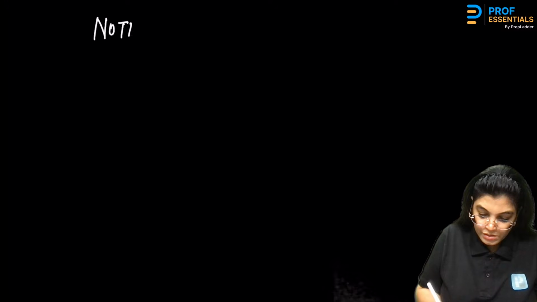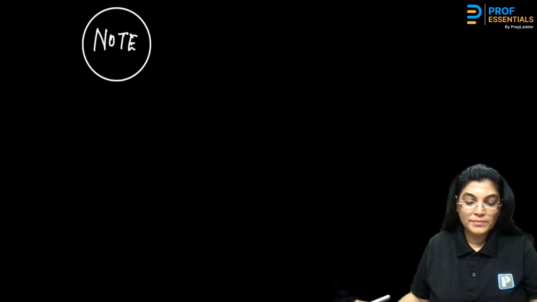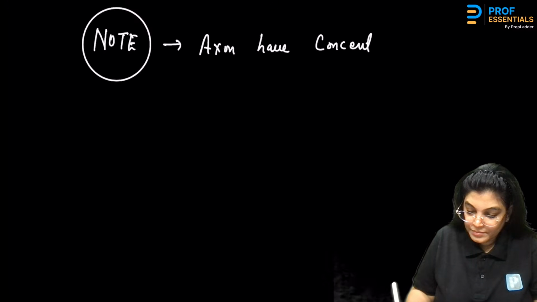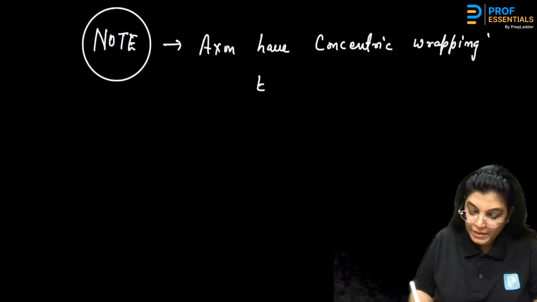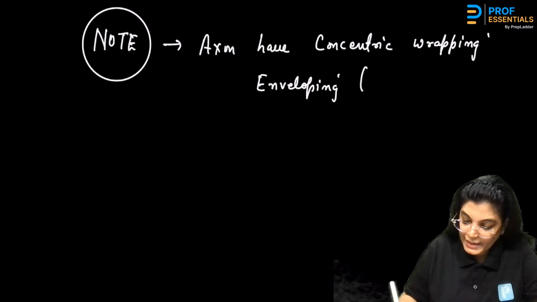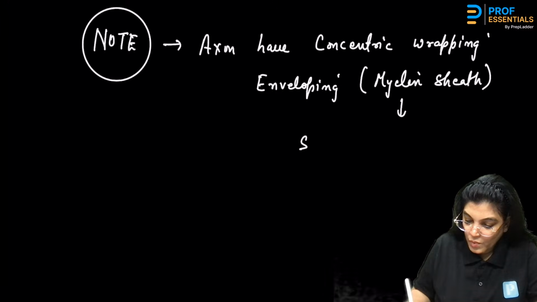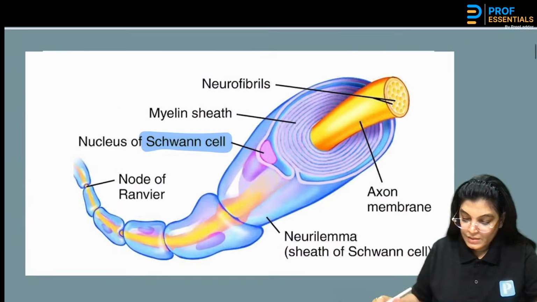Note: thick axons have concentric wrapping enveloping them, which forms the myelin sheath by Schwann cells in the case of the peripheral nervous system. That is shown here.